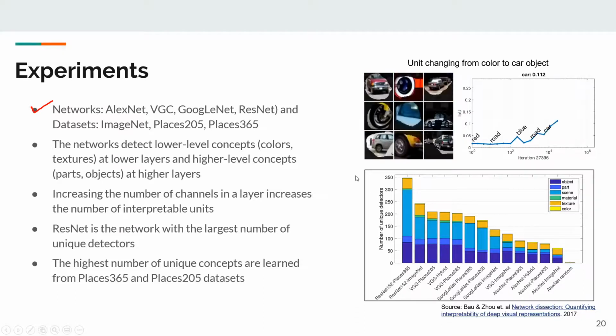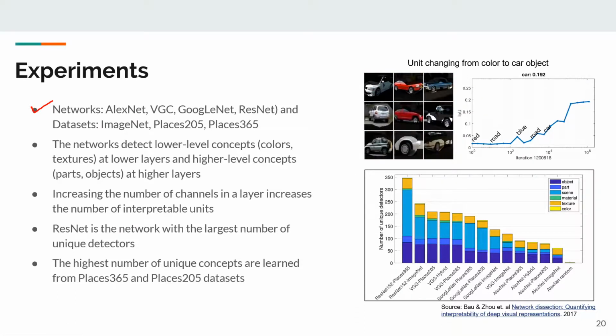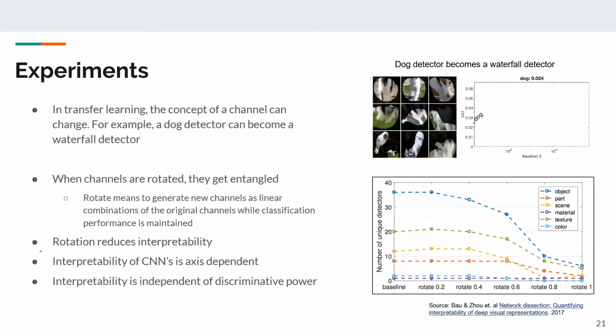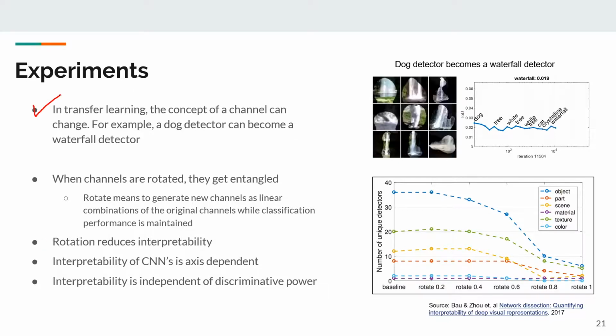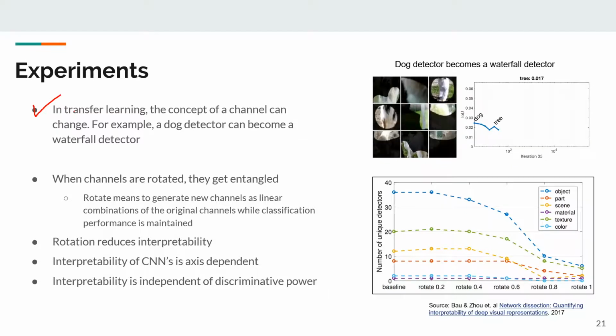Another conclusion is that increasing the number of channels in a layer increases the number of interpretable units. The ResNet trained on Places365 learned the most unique concepts of all. An interesting finding is that in transfer learning, the concept of a channel can change. For example, in the video we can see that a dog detector becomes a waterfall detector.